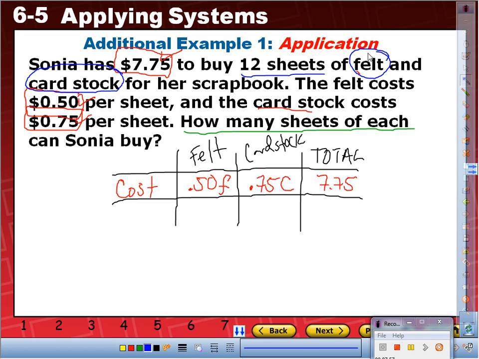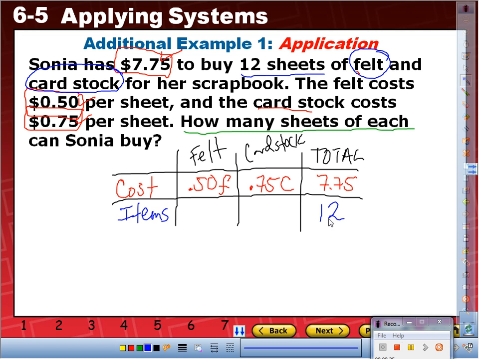Now look at what we underlined and circled in blue. They're talking about sheets. But what if I gave you another problem that talked about something else? What would be a generalized word that we use here? Items. They're going to be talking about cost, and they're going to talk about items. So let's see. How many total items does Sonia need? 12. So the total amount of sheets is 12.